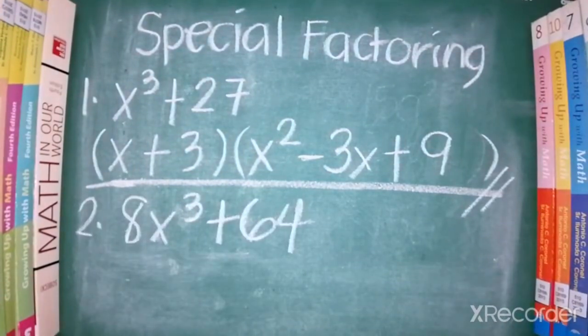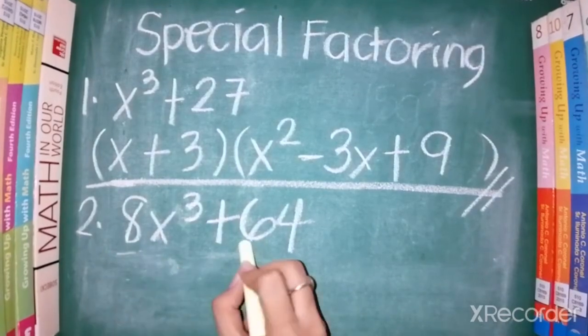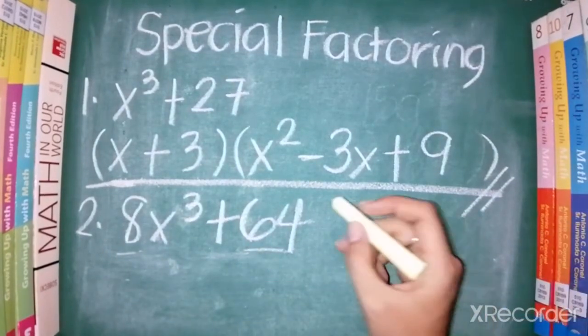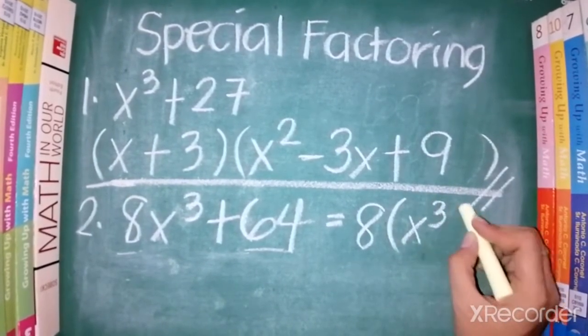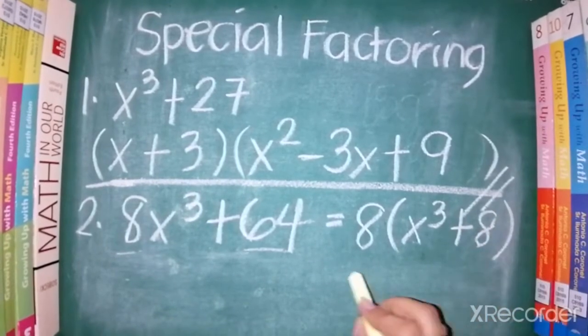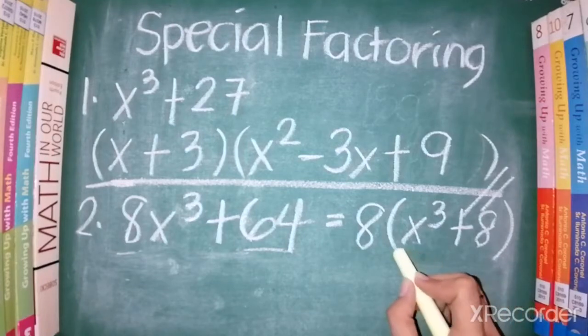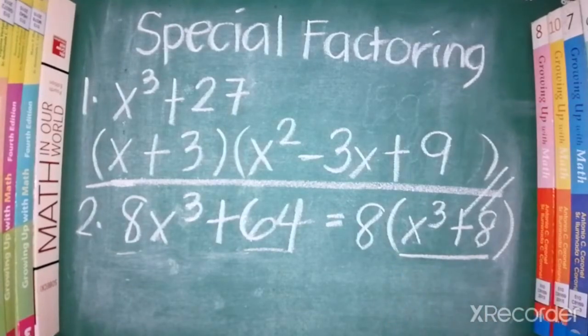We have example number 2: 8x³ + 64. We can use two steps here. The first one is common monomial factor, and then the next one is special factoring. So we are going to have the common monomial factor first, since 8 and 64 have a common monomial. So we can have 8(x³ + 8). So that is now our new polynomial. Since you can see there x³ + 8, that is the sum of two cubes. So we are going to have now the special factoring.